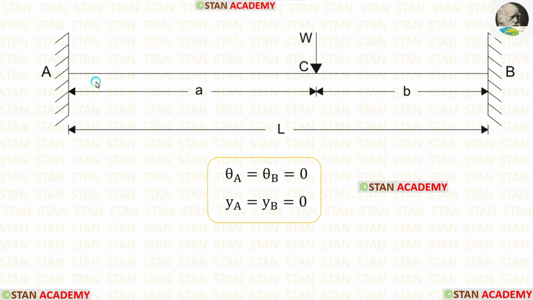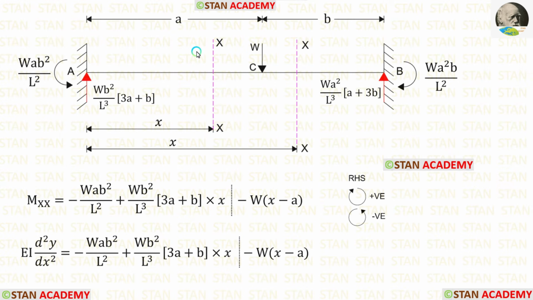In this beam, there are two different parts, AC and CB. So we have to make two sections, one section in AC and one section in CB. You can see that I have made two sections, one section in AC and one section in CB. Both of these sections should be made at the distance of x from the point A.